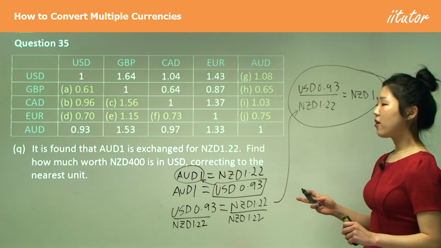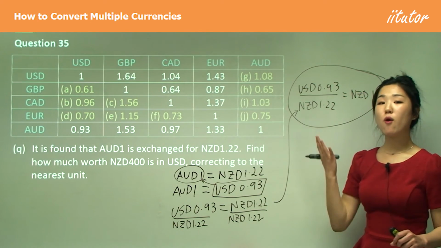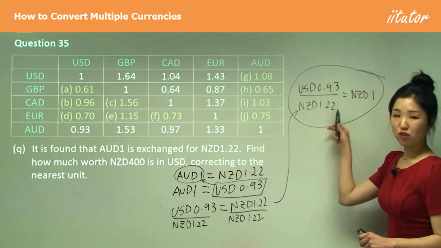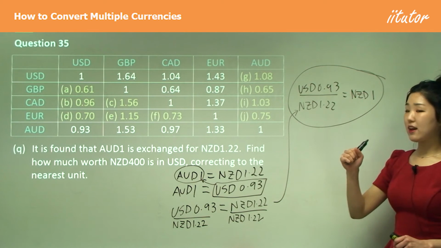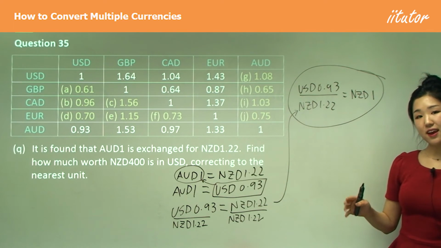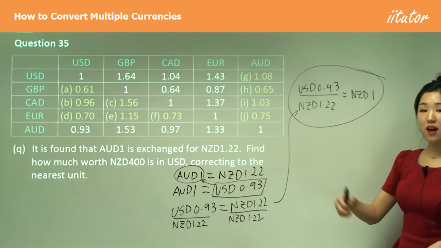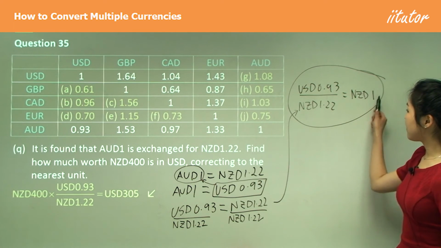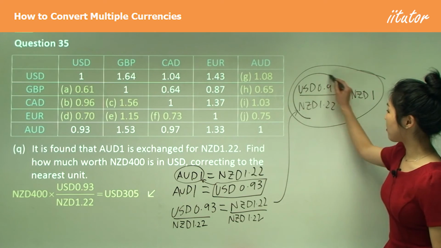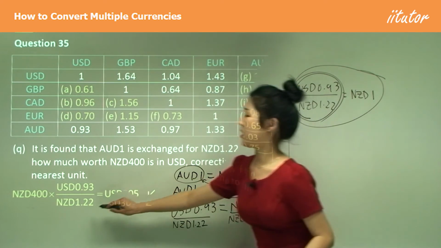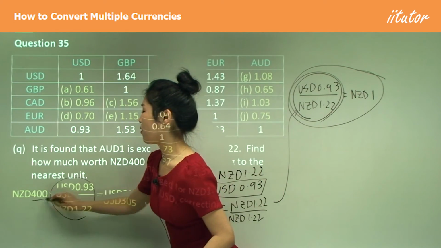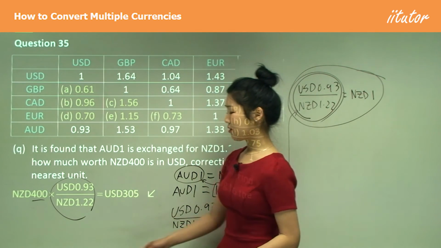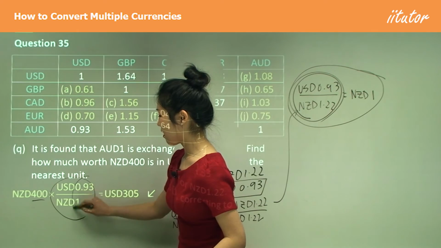So we want to know how much worth NZD 400 is in USD. 1 NZD is this much. If I want to calculate 400 NZD, I just have to multiply both sides by 400, right? That's what I'm going to do. 400 NZD will be this ratio, which I've got here, times 400 New Zealand dollars. Times them all together, so times 400 by this fraction here.